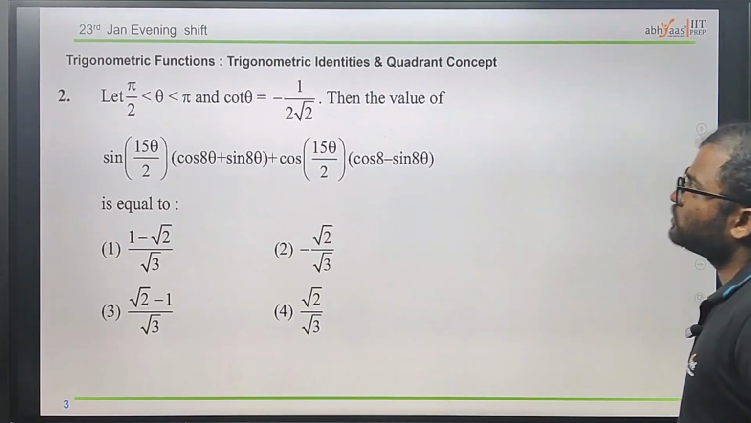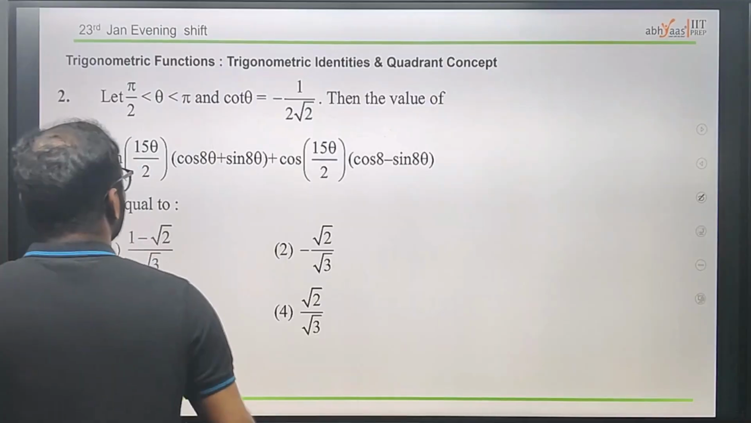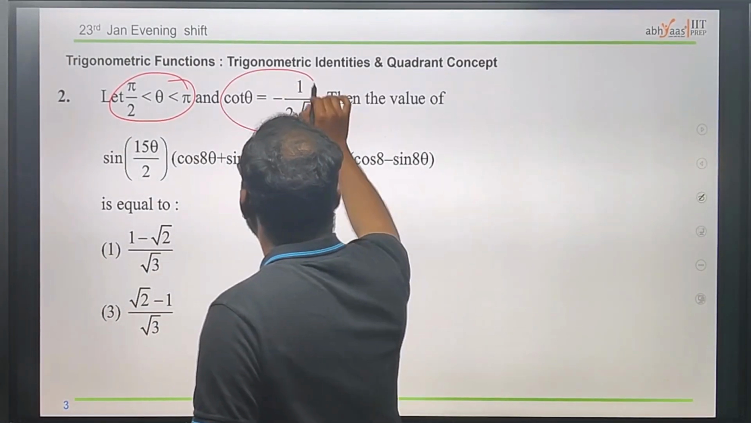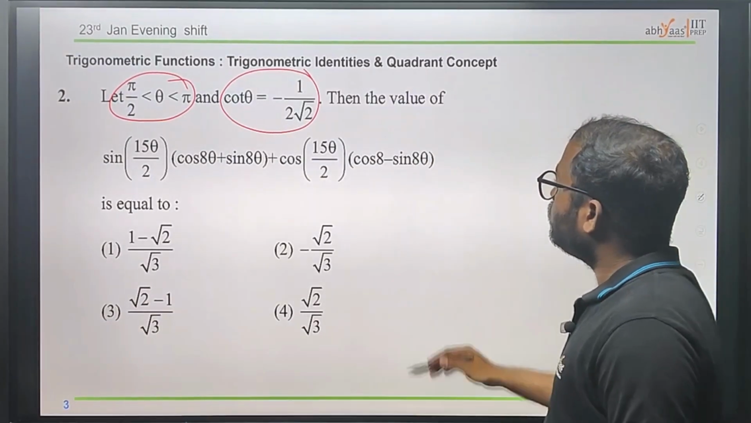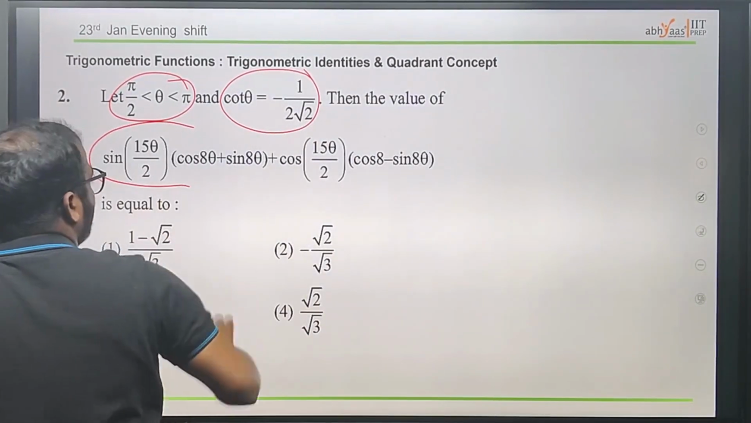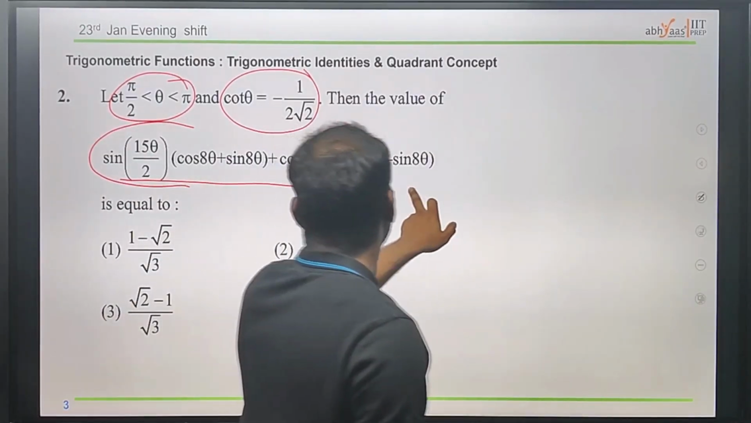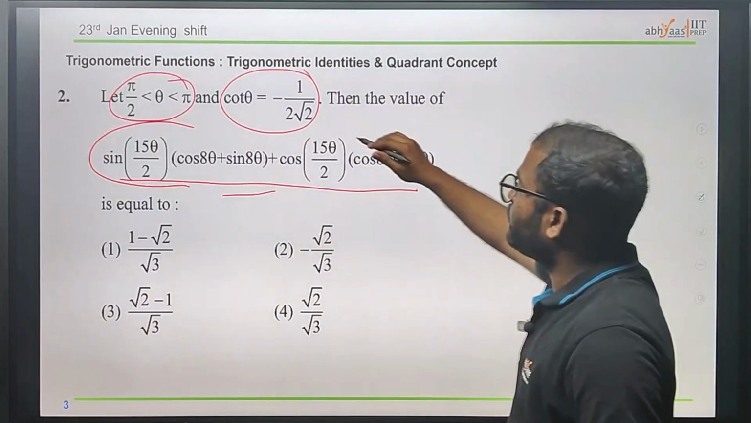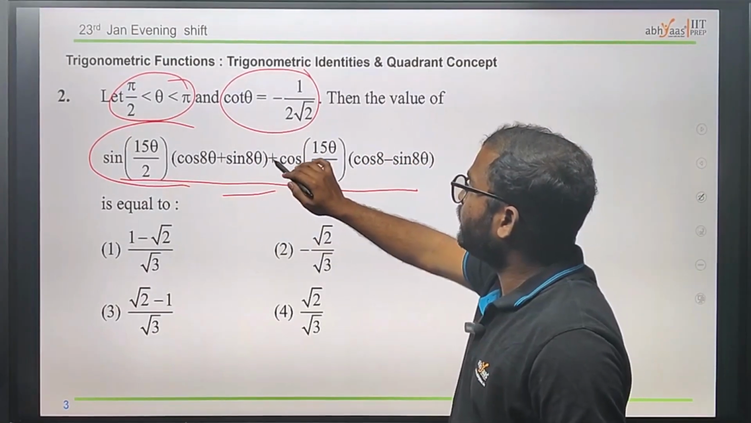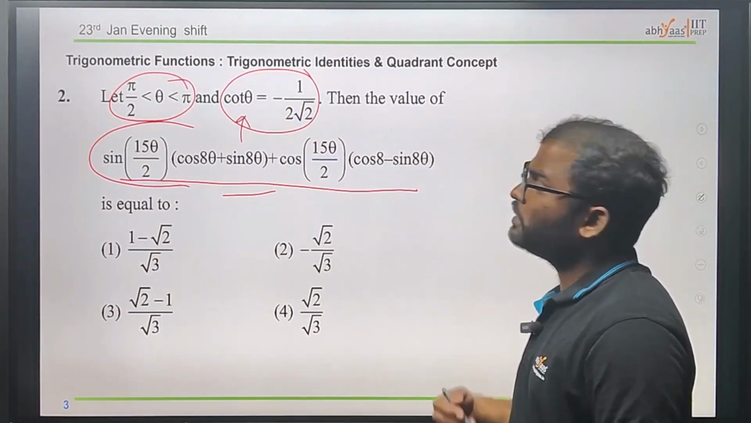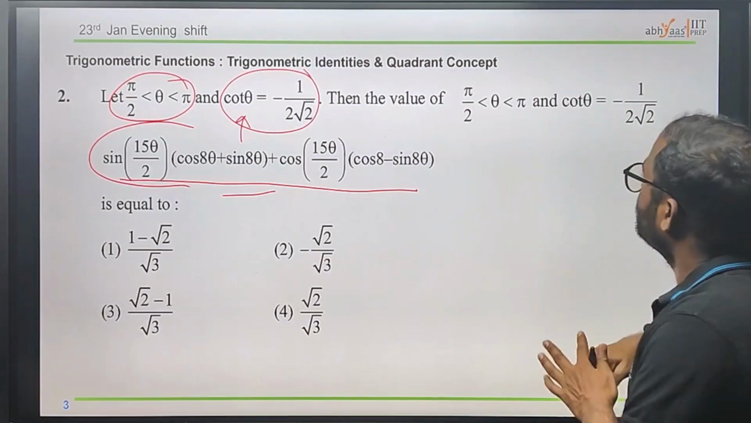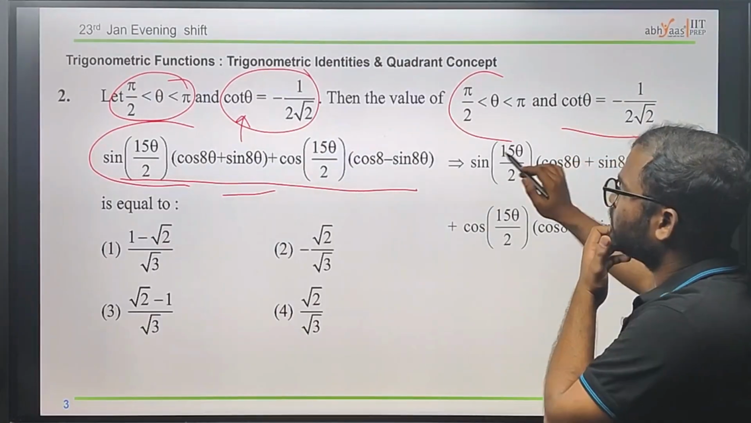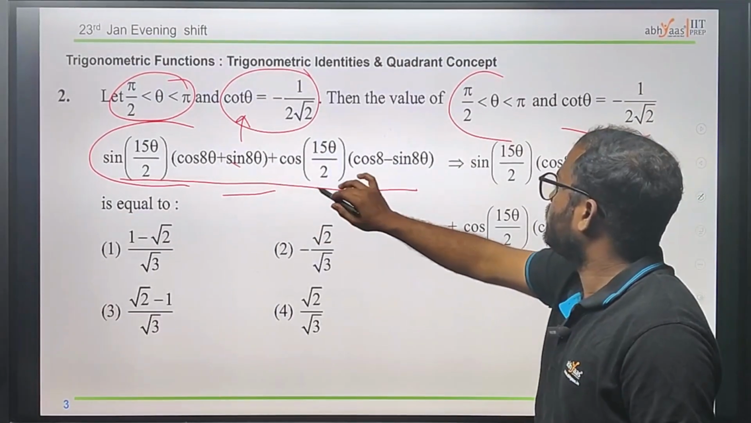Now the next question we have. We are given an interval and cot theta, which gives the region. By this we can easily find which region theta belongs to, and then the value of sine 15 theta by 2. Now we need to simplify this. For the simplification, first we need to find cos 8 theta and sine theta. With this we can easily find which region it belongs to. From this interval, we can find the first expression and the second expression.